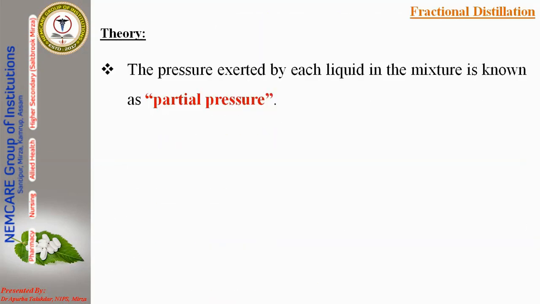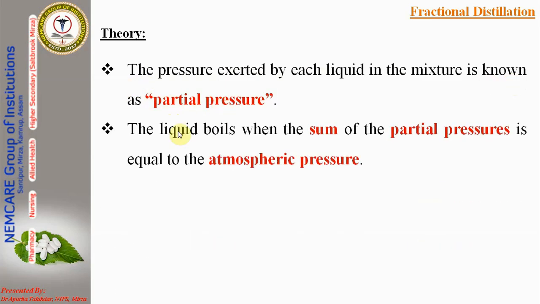When two miscible liquids are mixed together, the pressure exerted by each liquid in the mixture is known as partial pressure. The liquid boils when the sum of the partial pressures is equal to the atmospheric pressure. We know that when the atmospheric pressure is equal to the vapor pressure, that is when the liquid starts boiling. So when two miscible liquids are mixed together, that mixture will have a lower vapor pressure, which is called partial pressure. And when that partial pressure is equal to the atmospheric pressure, that is when the liquid starts boiling.